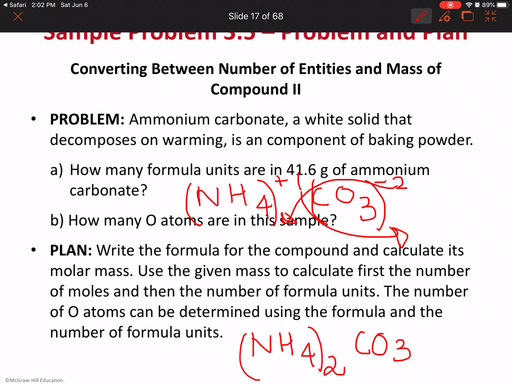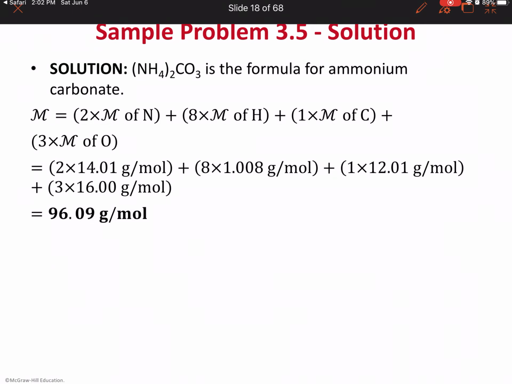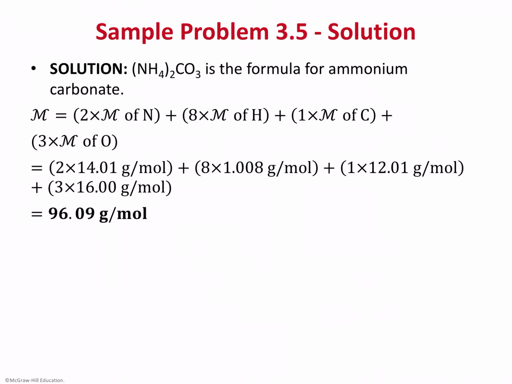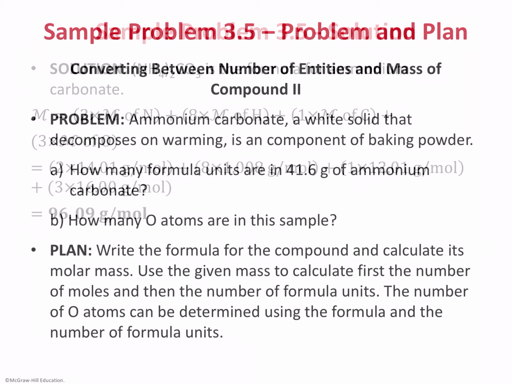Okay, and then we need to find the molar mass, which you know how to calculate. This is the formula, and in ammonium carbonate there are 2 nitrogens, 8 hydrogens, 1 carbon and 3 oxygens. So 2 times the molar mass of nitrogen, 8 times the molar mass of hydrogen, and 1 carbon and 3 oxygen altogether will give you the molar mass of ammonium carbonate, 96.09. Okay, so we found that.